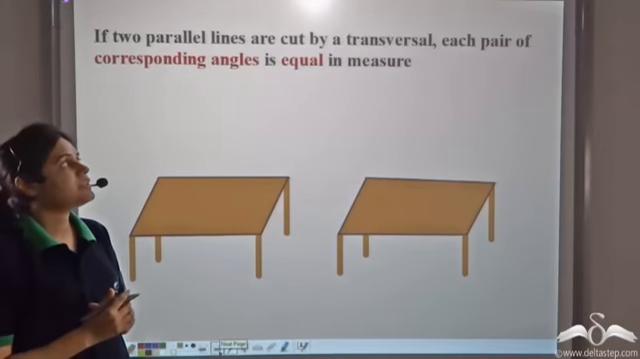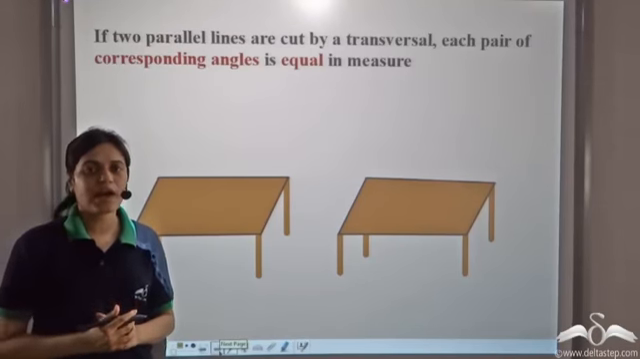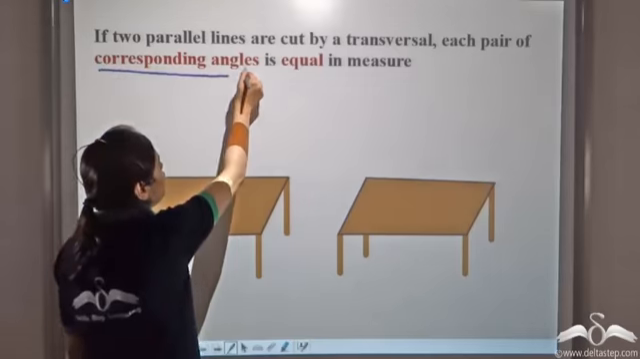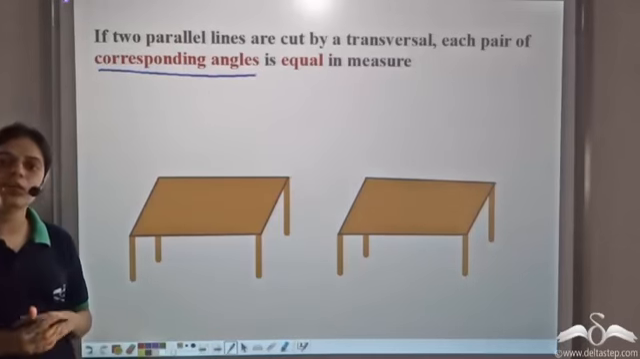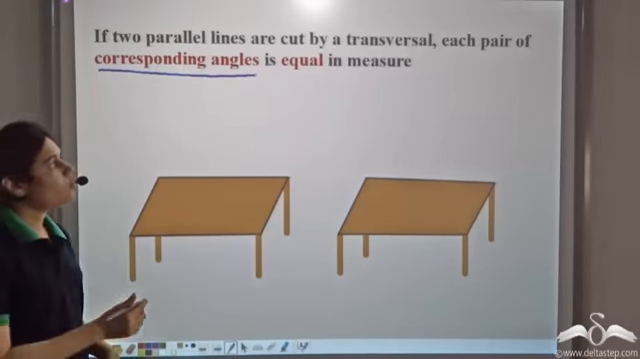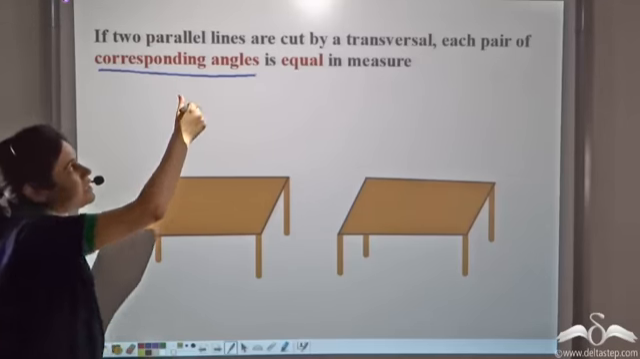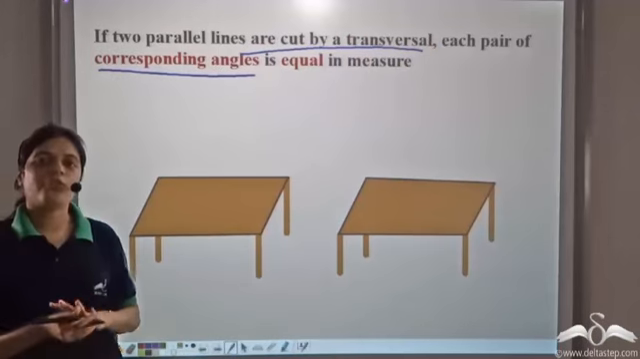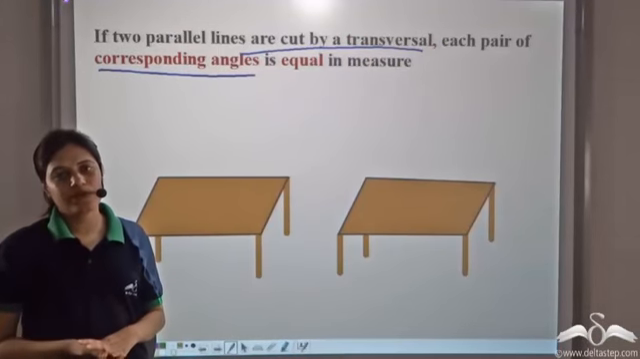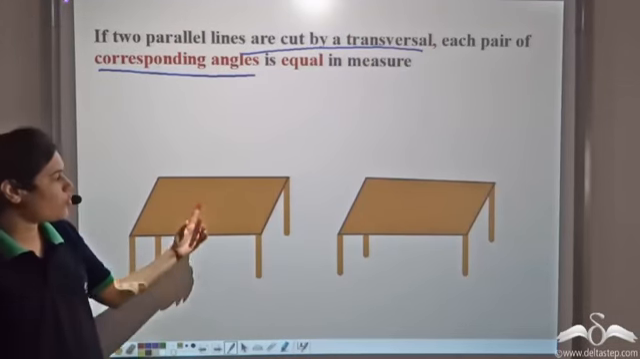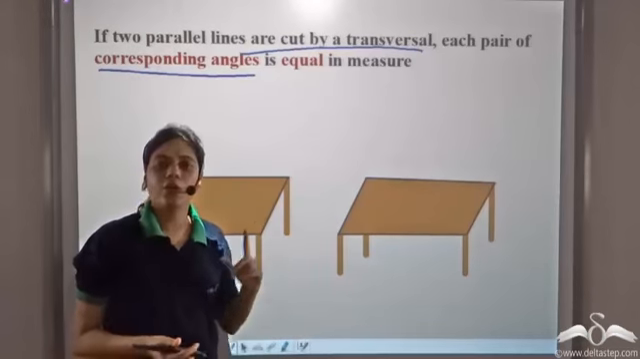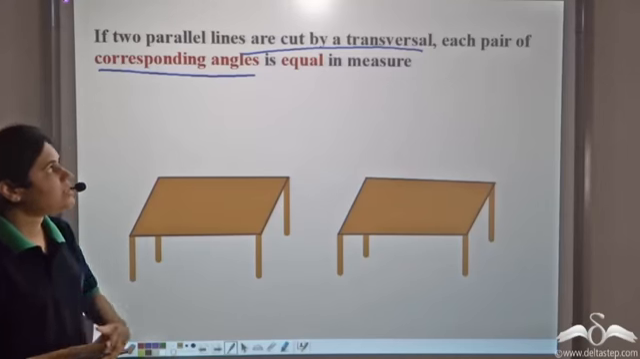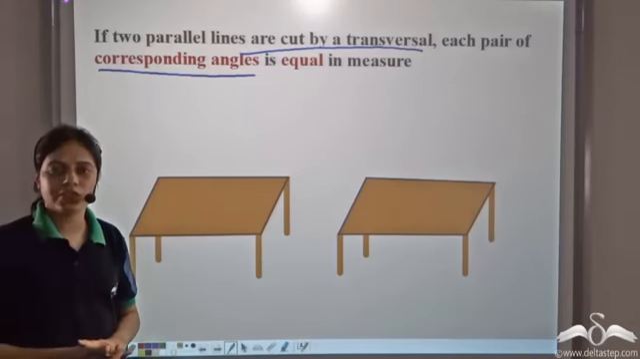We have learned that if 2 parallel lines are cut by a transversal, then each pair of corresponding angles is equal in measure. But we do not know whether these lines are parallel or not. We need to check that. So for checking that, we apply the converse of this.